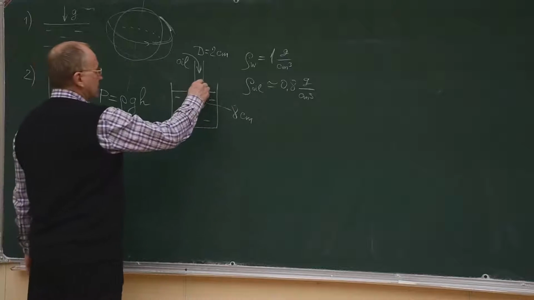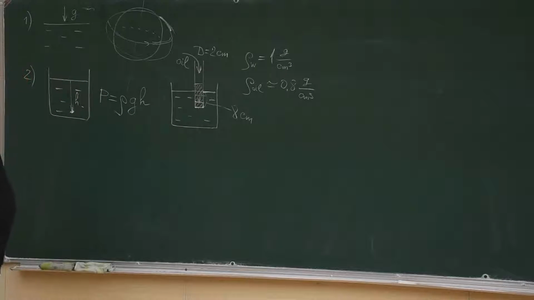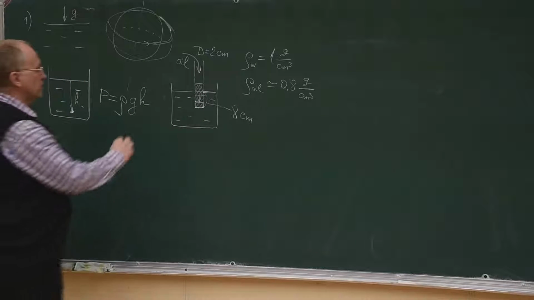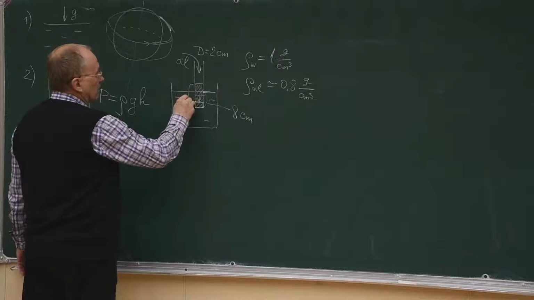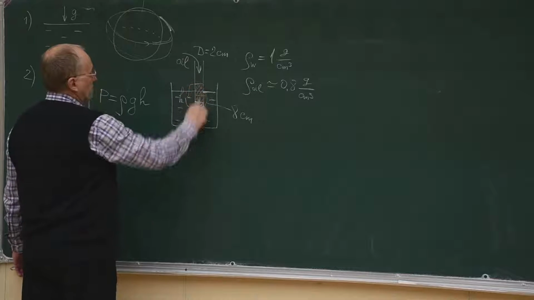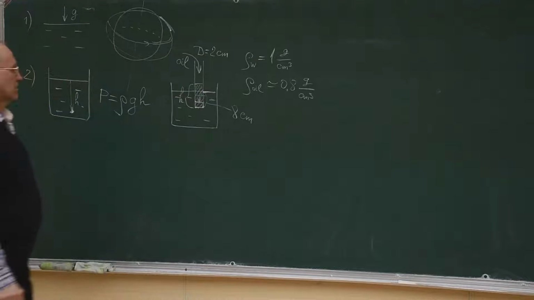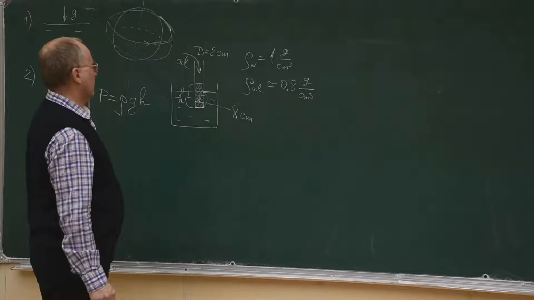So all this volume should be filled with vegetable oil. And we need to find the amount of oil. It means we need to find this height of oil column. We form some oil column here, and we need to find its height.